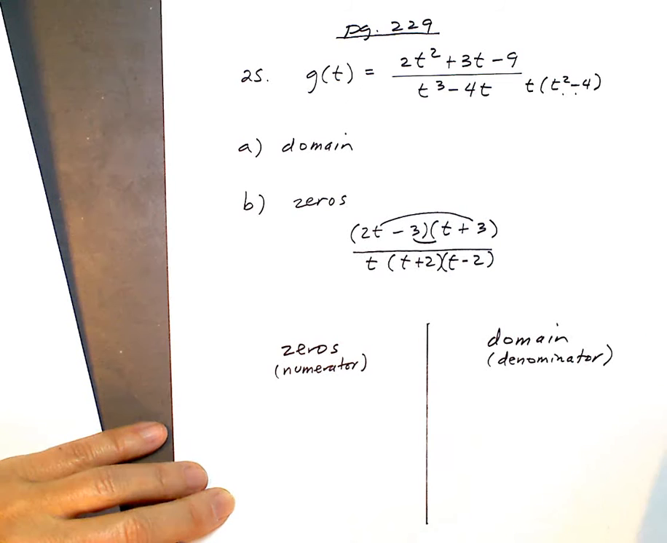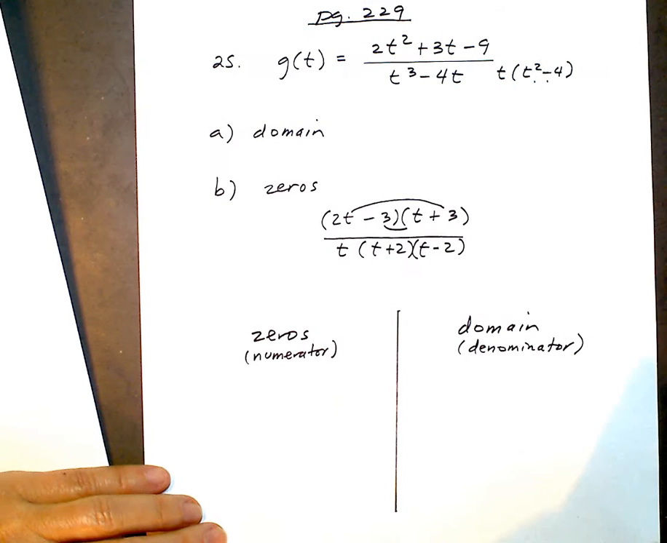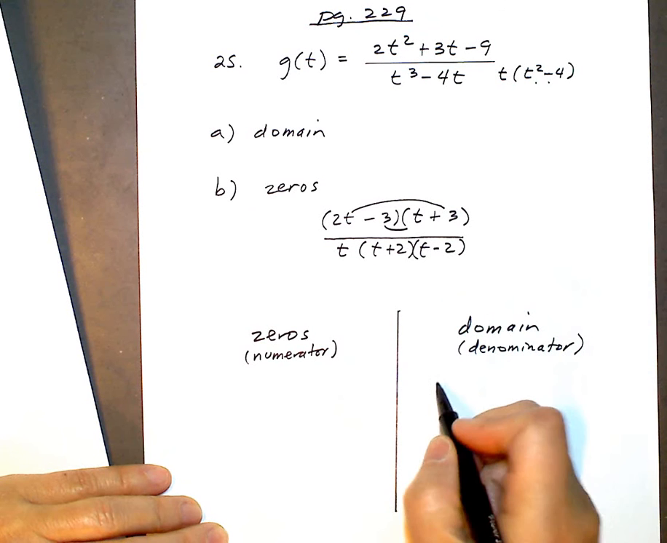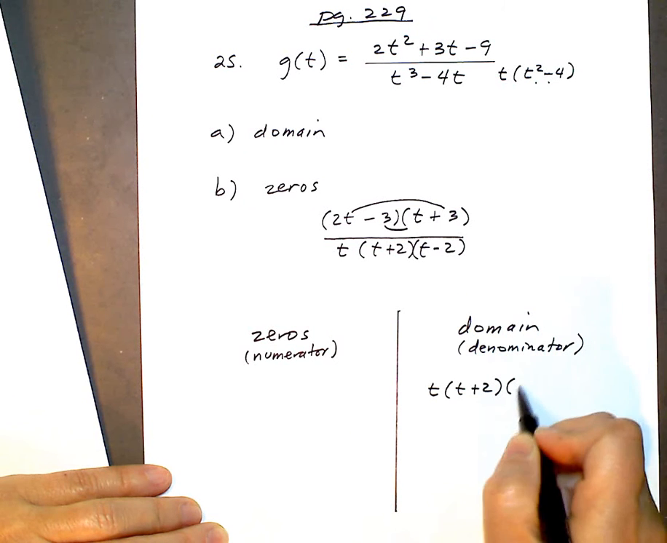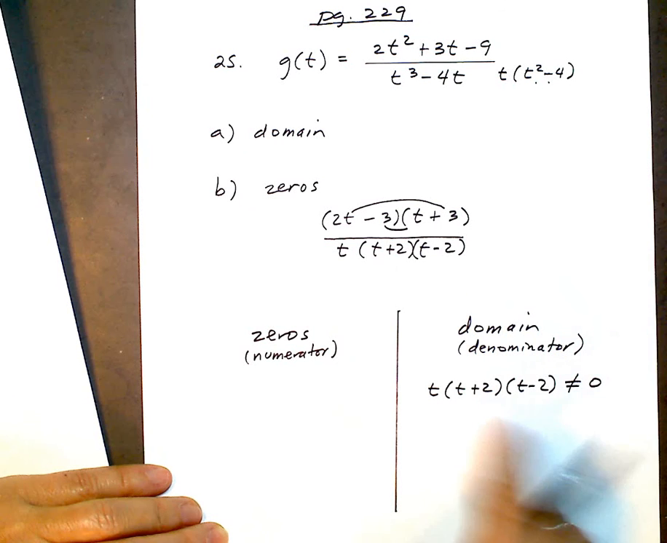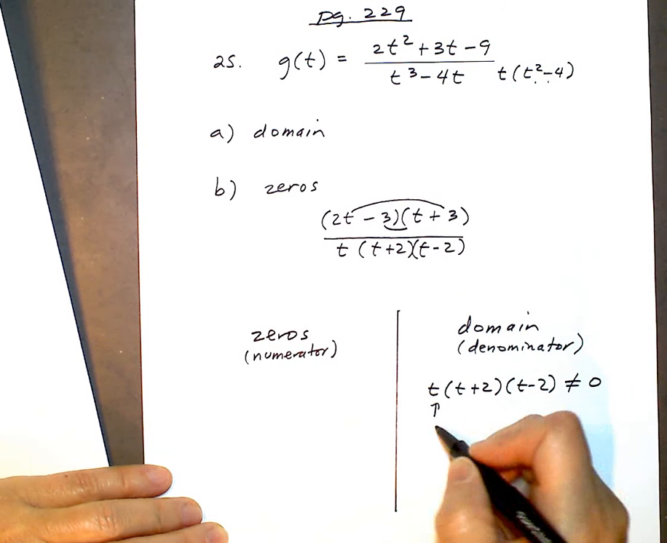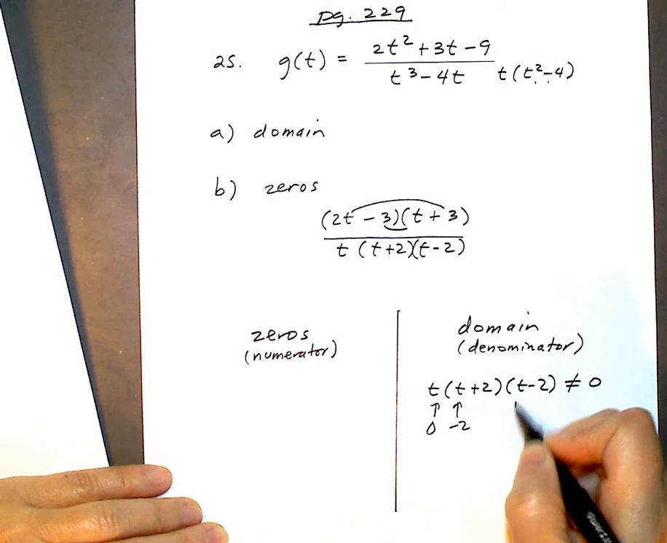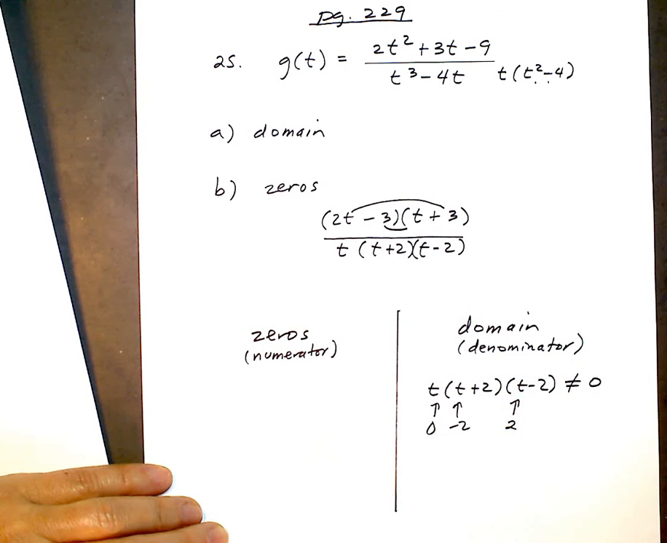Okay, so part A in this exercise says, name the domain of this function. So for the domain, focus on the denominator. Basically, what we do is we take the denominator and we set it to not equal 0, and now we say what values of t would make this equal to 0, and that would be a 0, a negative 2, and a positive 2. Because you can't have a denominator equal to 0. Of course, we can never divide by 0.